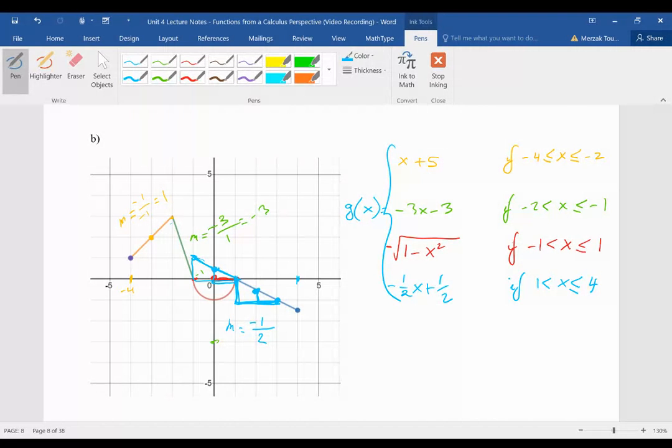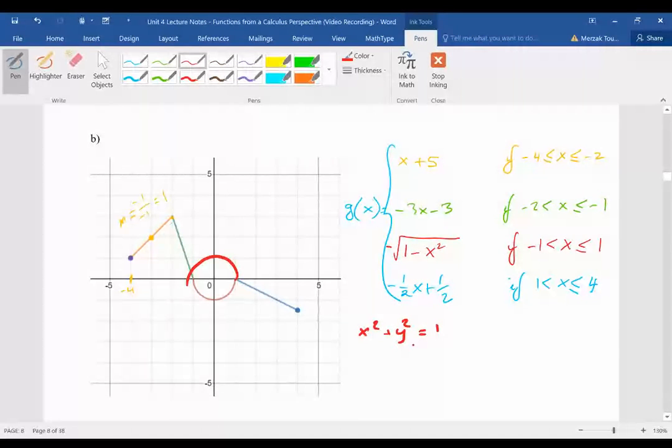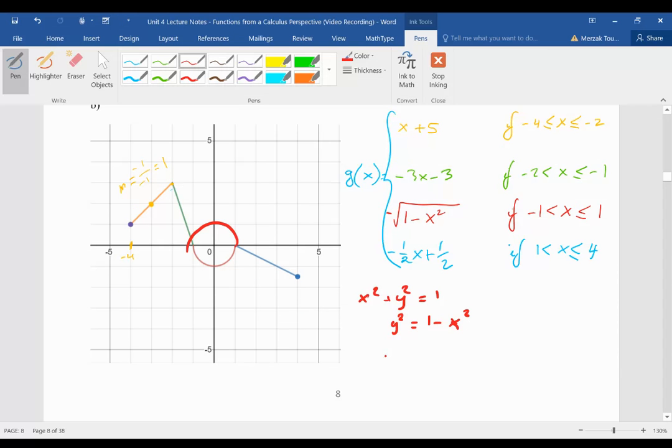I will elaborate a little bit more on the half circle. On the half circle, if this was a full circle, then the formula would be x squared plus y squared equals 1. Now, if I solve for y, isolate y, I have y squared equals 1 minus x squared. And then, if I take the square root on both sides, y equals the square root of 1 minus x squared.